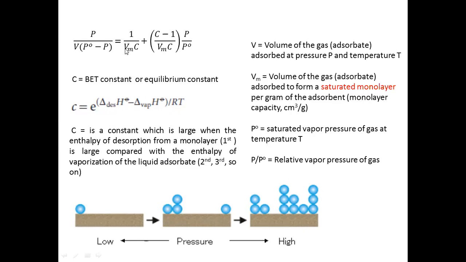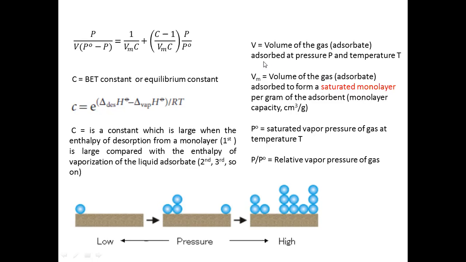So this is all about the constant, or the equilibrium constant, or we can better say the BET constant. So what is V? V, P, Vm and P naught are left. V is simply the volume of the gas, that means the adsorbate, which is adsorbed at pressure P and temperature T, at a specific pressure and temperature. Temperature should be constant. That's why this is called the isotherm, at constant temperature. And Vm is the volume of the gas, again adsorbate, adsorbed to form a saturated monolayer.